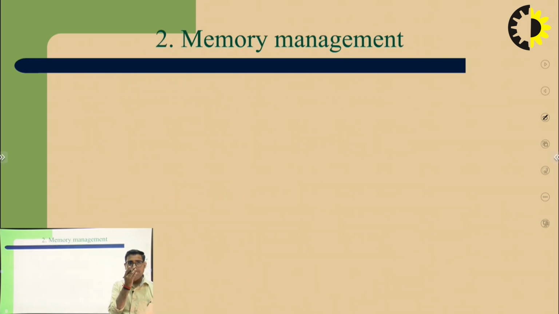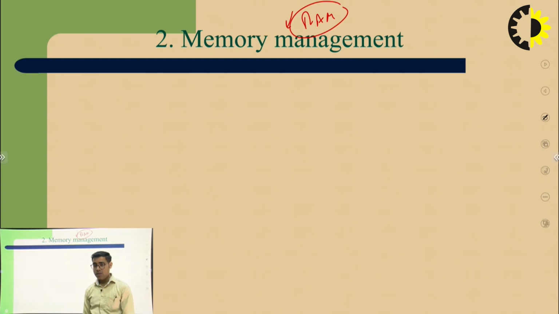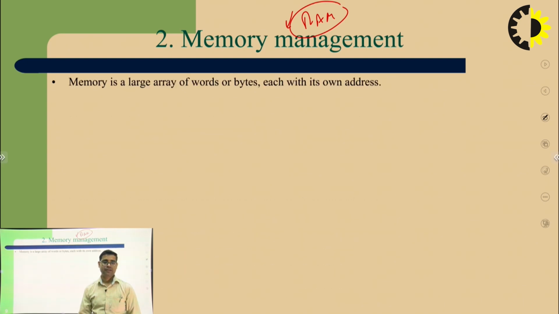Next one is memory management. Memory management is how you handle the RAM, because as I discussed already, RAM is a limited space, like 2 GB, 4 GB, 8 GB, up to 16 GB of RAM. So we have limited RAM. It is also the responsibility of the operating system to manage memory.